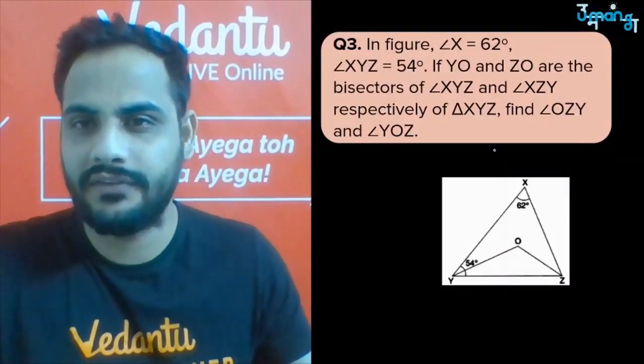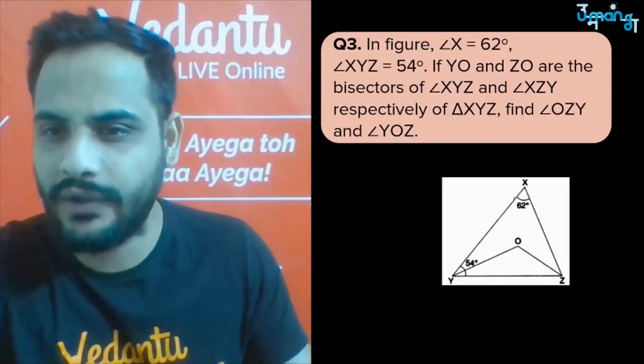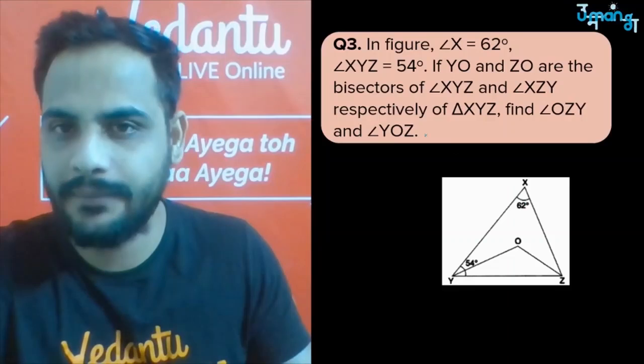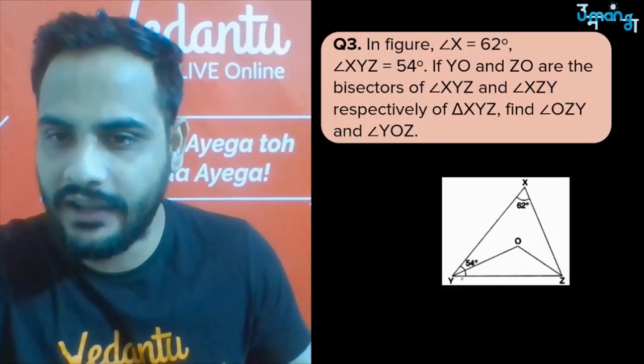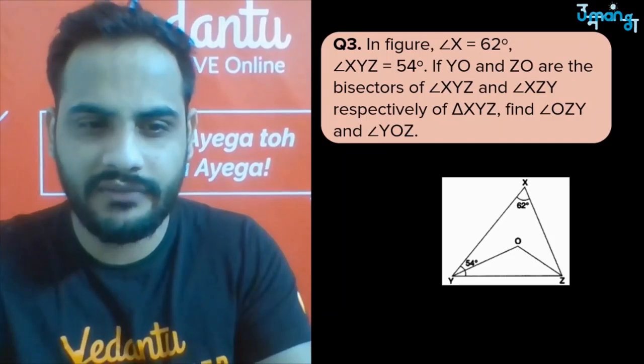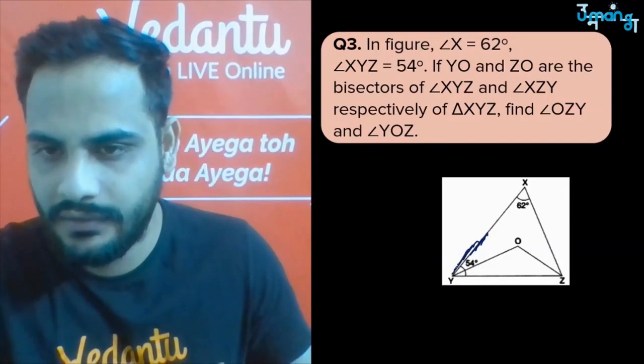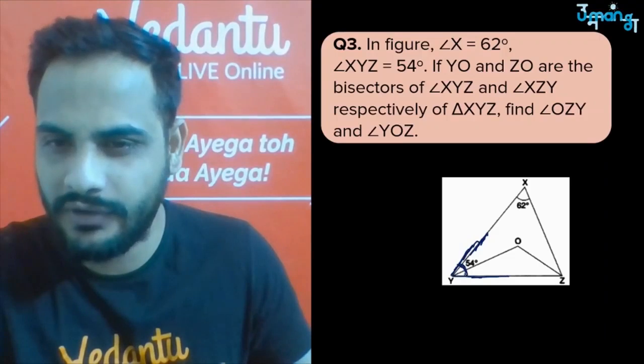Okay, let's go for the next question. In the figure, angle x is 62 degree. And angle XYZ means this complete angle. Always read the question very carefully. XYZ means this complete angle, this one. This total angle is 54.